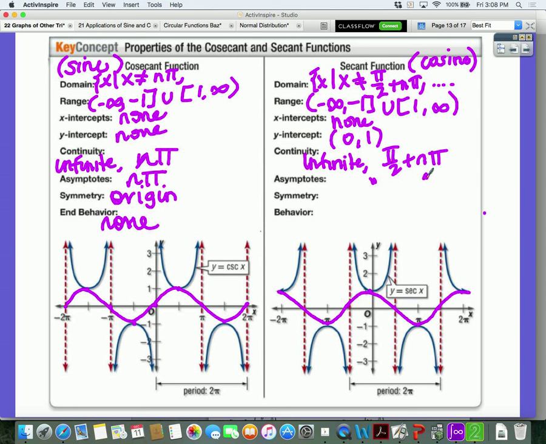What type of symmetry does secant have? Y-axis, it's an even function. And its end behavior? It's none. So the asymptotes are the same. Yep.